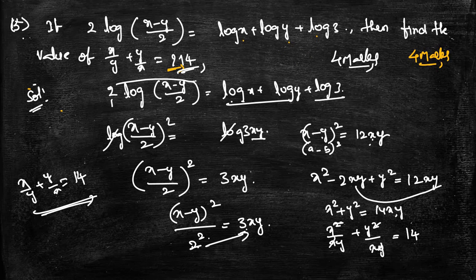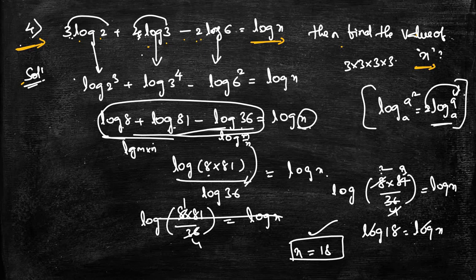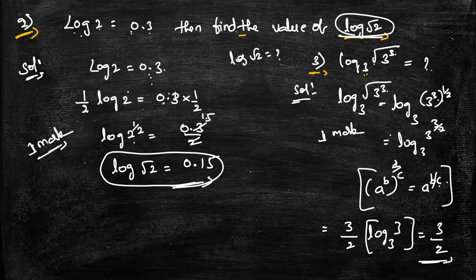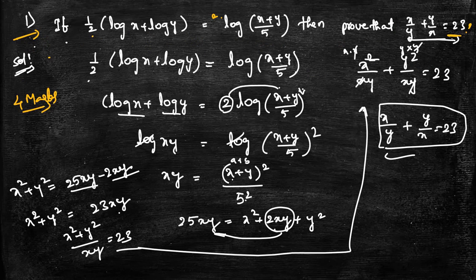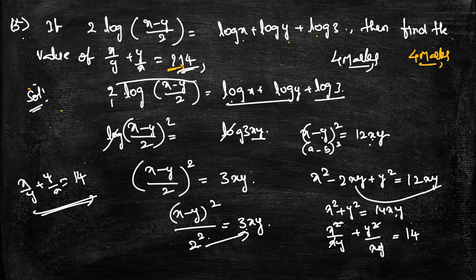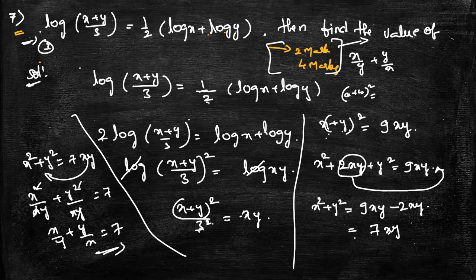Where is the question? This one, the first question, and the fifth one, and the seventh one. These three questions are of the same kind. Please practice the first, fifth and 7th questions. Okay, I advise you to practice again and again. This type of question will help you.